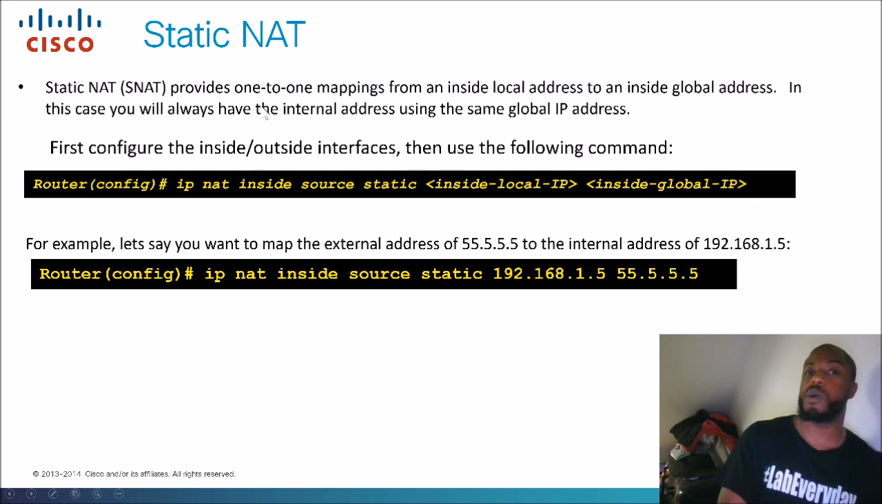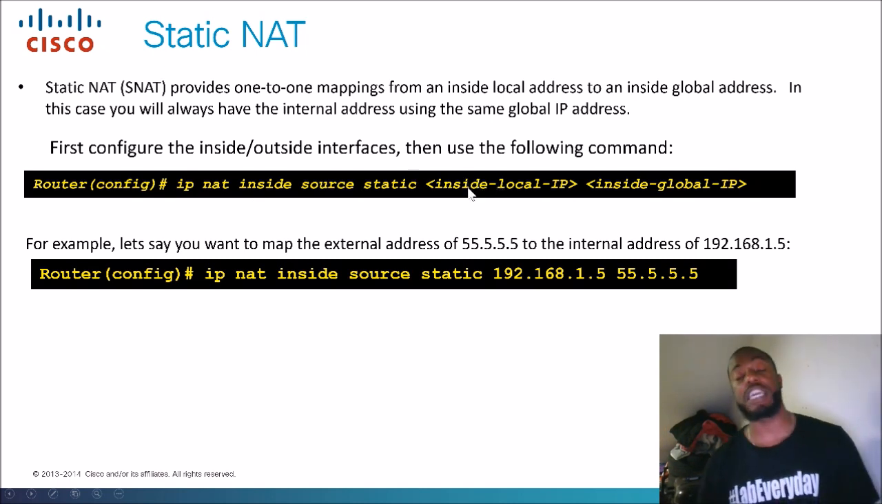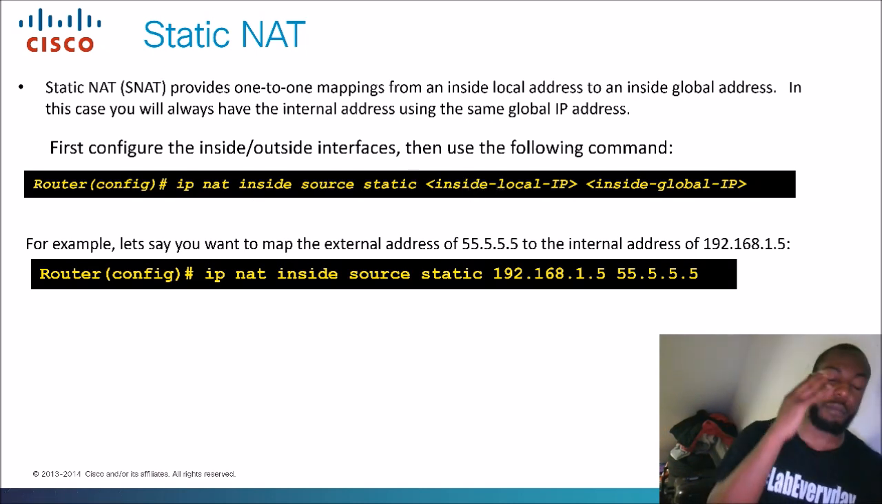So static NAT provides one-to-one mappings from an inside local address to an inside global address. In this case, you will always have the internal address using the same global IP address. So how do we do that? It's a pretty lengthy statement, but at the same time, it makes kind of sense, right?